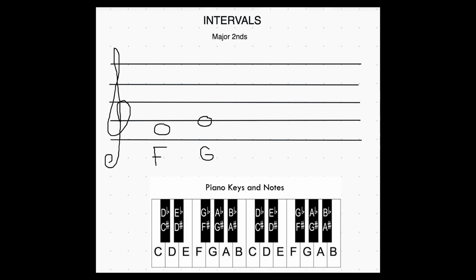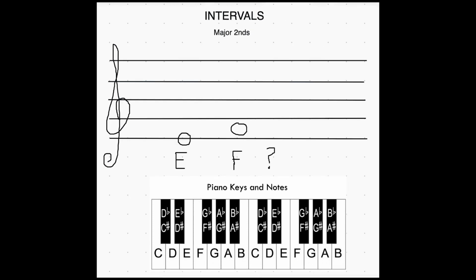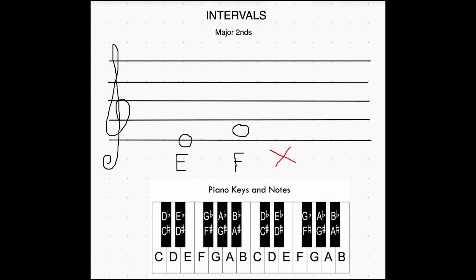Our next one, E to F. And you can see I put a question mark. Why is this not a major second? Because we don't have that black note there between these two keys. So it is a minor second. It is that semitone. So remember, a tone up or down is a major second interval. A semitone up or down is a minor second interval. Major is a happy sound, minor is a sad sound.